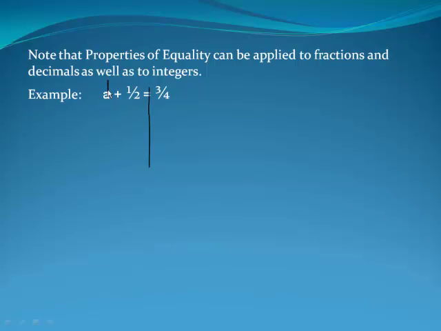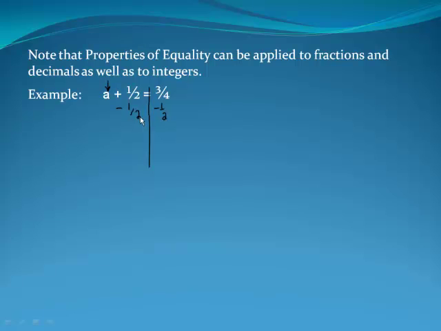So here, a plus 1/2 equals 3/4. Our goal, as always, is to isolate that a. So we have to get rid of that plus 1/2, which is on the same side. So the opposite of addition is subtraction. So we're going to subtract 1/2 from both sides.